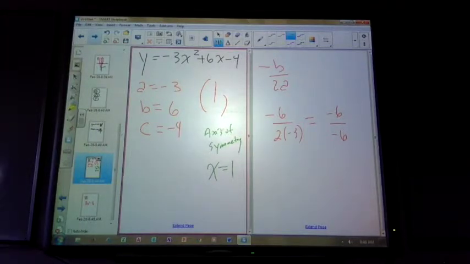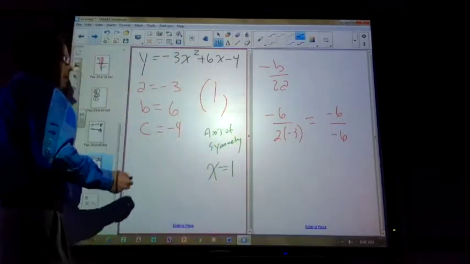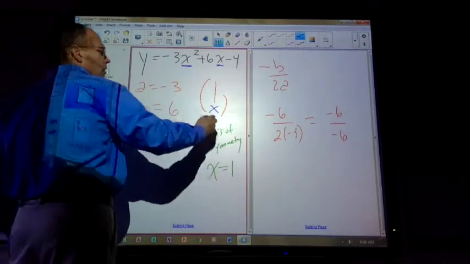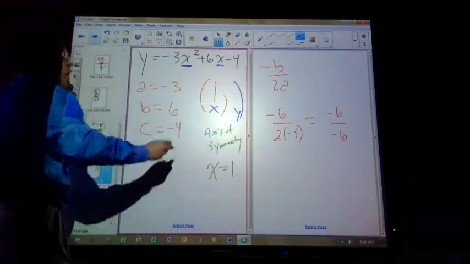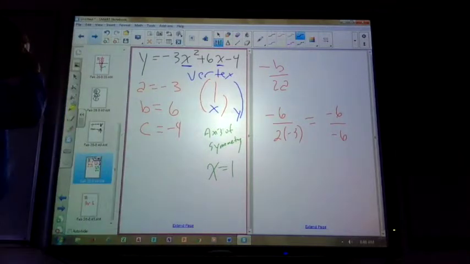Do I have the vertex yet? No, I don't have the vertex yet. What am I going to do to get the rest of the vertex? I'm going to plug it in here, yes? So this is an x value, and I have a y value that I don't know. This is to find me my vertex. Okay? So let's figure it out.